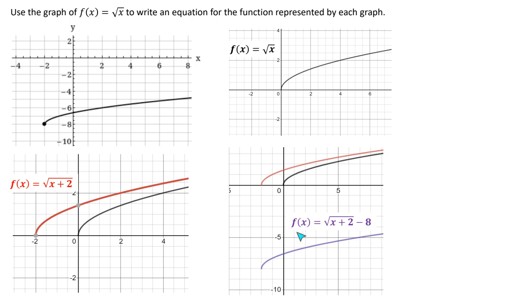And so our equation is going to be f of x is equal to the square root of x plus 2 minus 8. Anytime that you add or subtract on the outside of the square root, that makes your graph move up and down. If it's inside of the square root, that's going to make the graph move left and right.